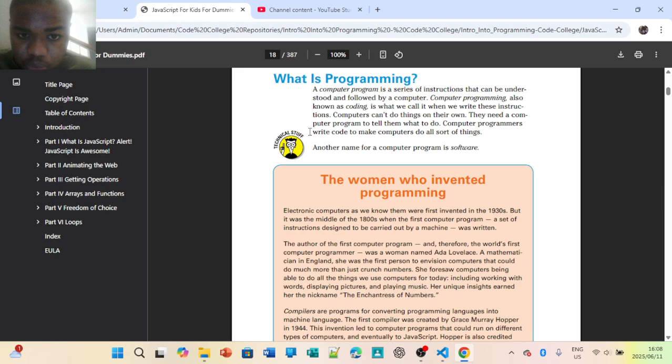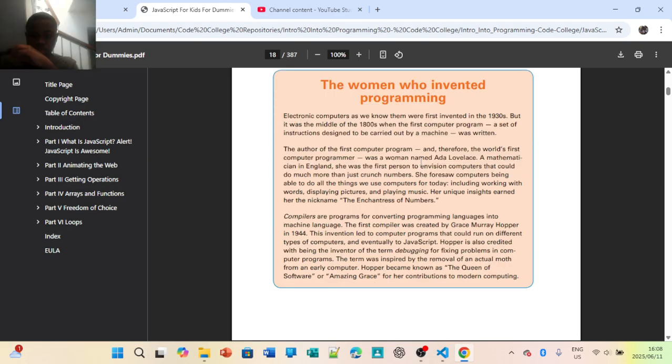The woman who invented programming. So the woman here was one by the name of Ada Lovelace, a mathematician in English. She was the first person to envision computers that could do much more than just crunch numbers.